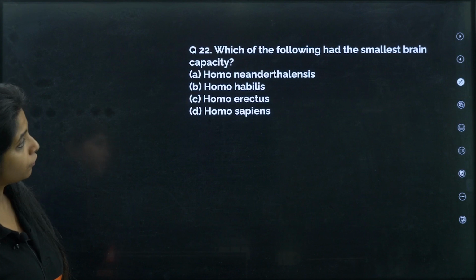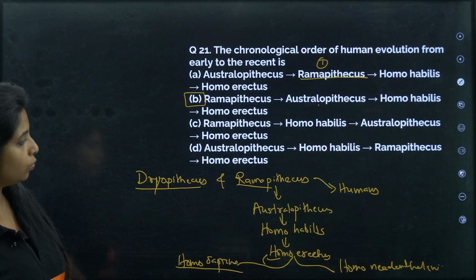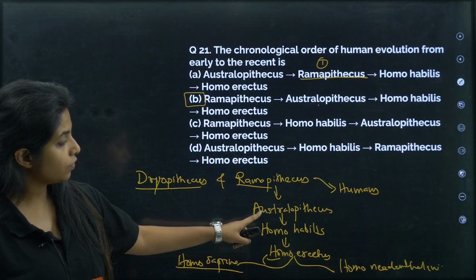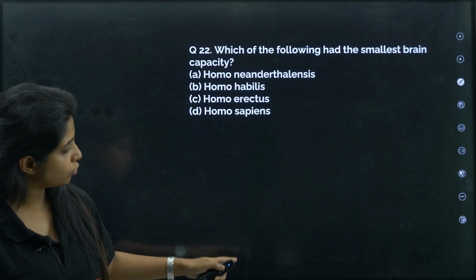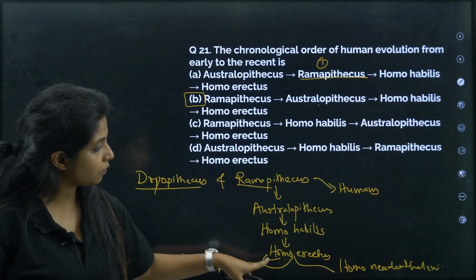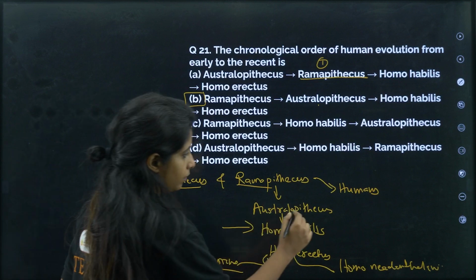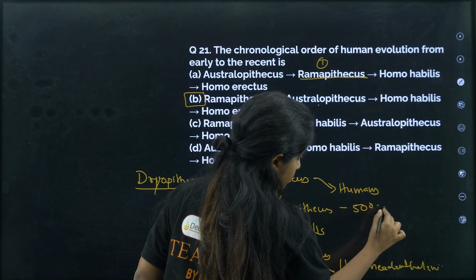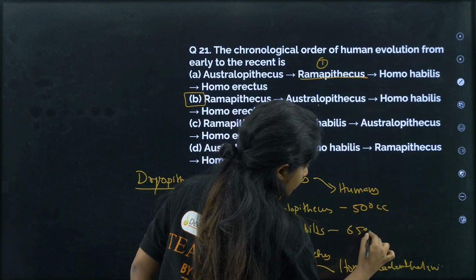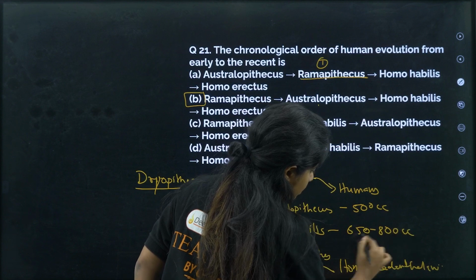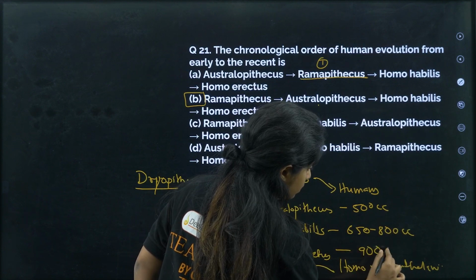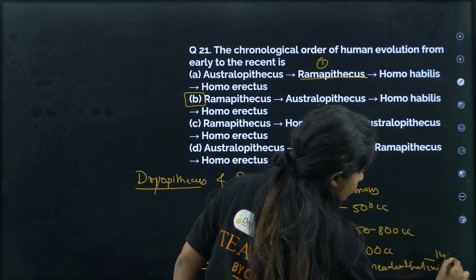Now, which of the following had the smallest brain capacity? Now you only think from here, okay, which of them? You are given an option Homo, Homo, Homo. So Homo starts from here. Which among them will be having the smallest? It is Homo habilis. If this is 500, again I am saying, this is 650 to 800 cc, this is 900 cc, and this is 1400.